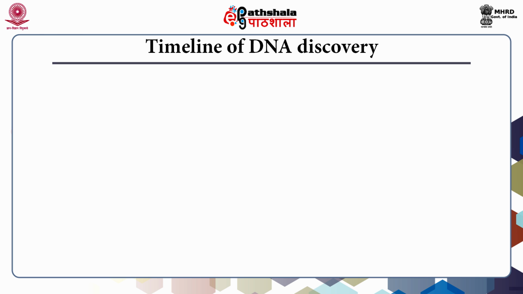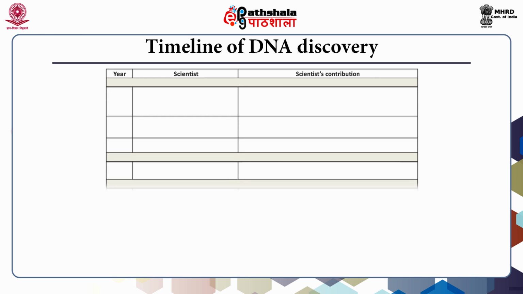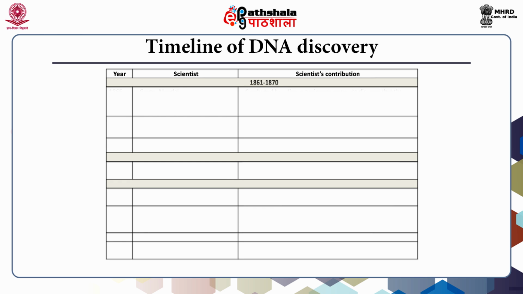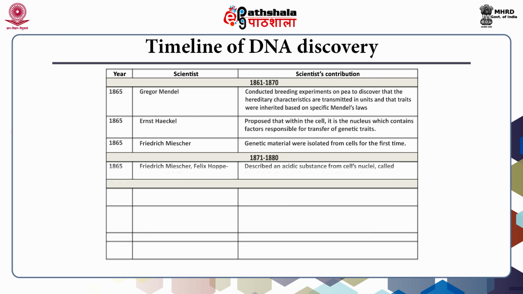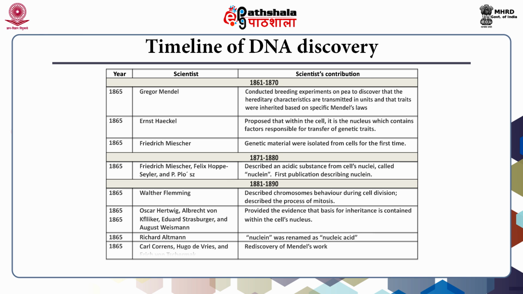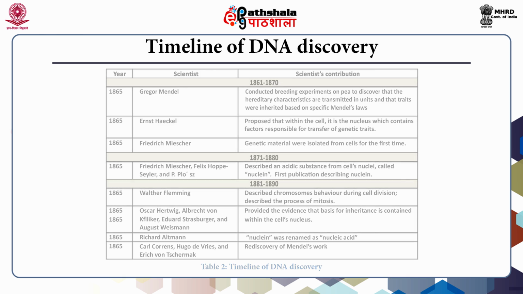The timeline of DNA discovery has been grouped into several decades of research since its initial discovery in the 1800s. As we see in the table, the search for genetic material began with the work of Mendel and Haeckel, till genetic material was isolated for the first time by Miescher in 1869. This was first reported in a publication in 1871. The isolated material was designated as nuclein. Research gained momentum post this discovery, and Richard Altmann renamed nuclein as nucleic acid in 1889.